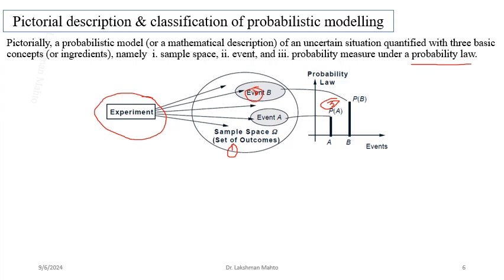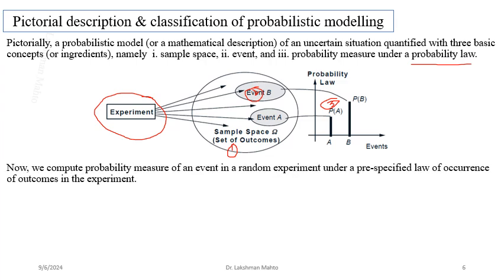Sample space, event and probability measure are the basic concepts I discussed. What is the fundamental thing? Outcome. So through outcome, you will design the probability law. Probability law is dealing with the occurrence of outcomes, how an outcome occurs. There might be a law. What is the law? So that law comes here. I will discuss it in detail.